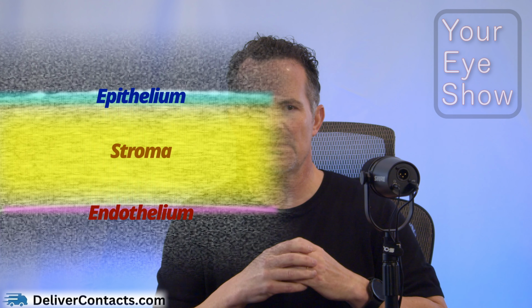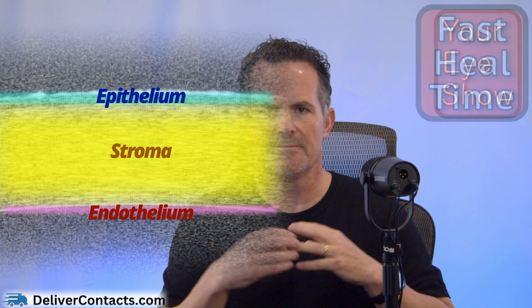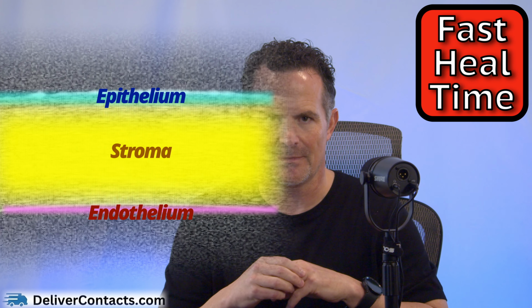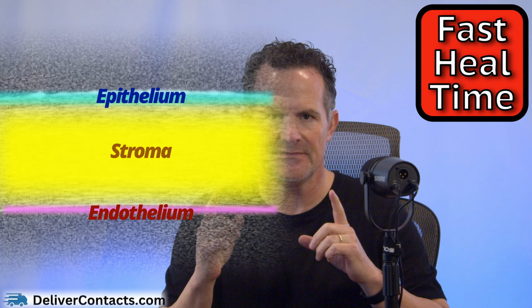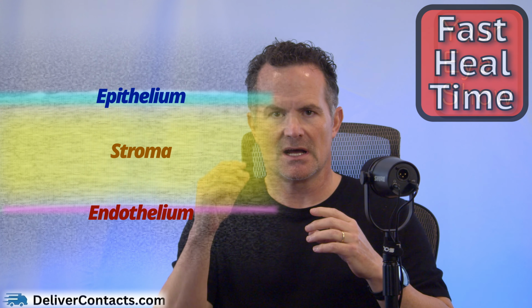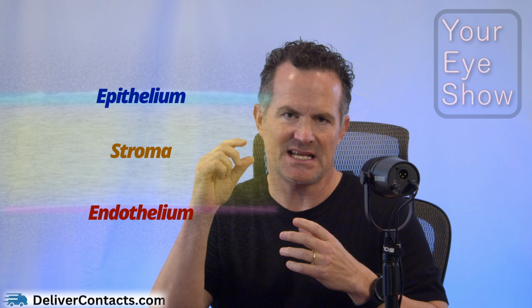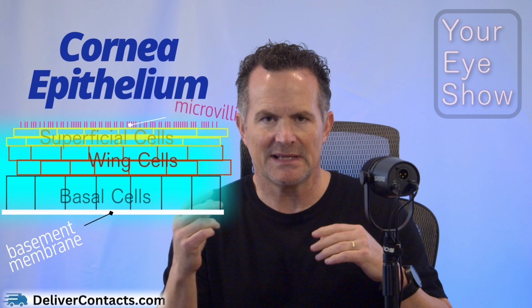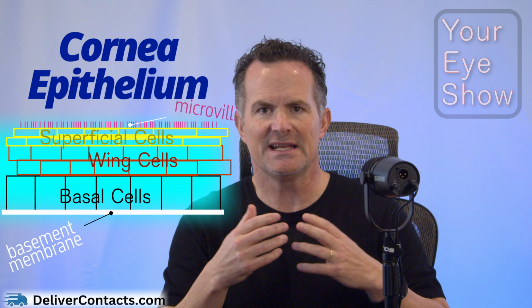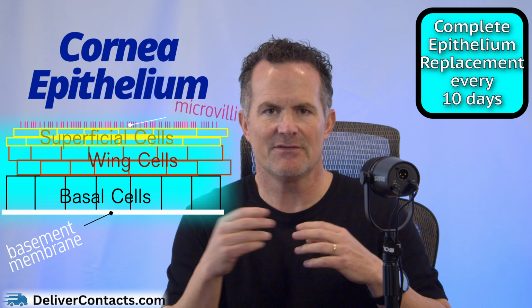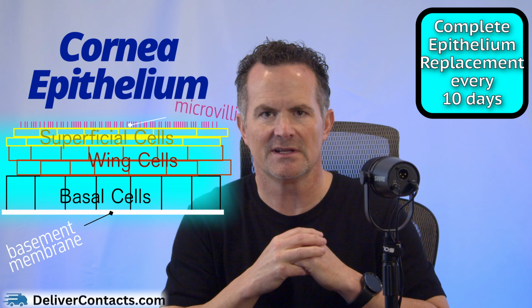All right, so the epithelium is some of the fastest healing tissue in our body. So when you hear about the eye healing fast, they're talking about that epithelium of the cornea. The cornea, again, is like 5 to 7 layers thick, and it's continually replacing itself. For the most part, you get new corneal epithelial cells every 10 days. Every 10 days, you've got a whole new set of corneal epithelial cells.